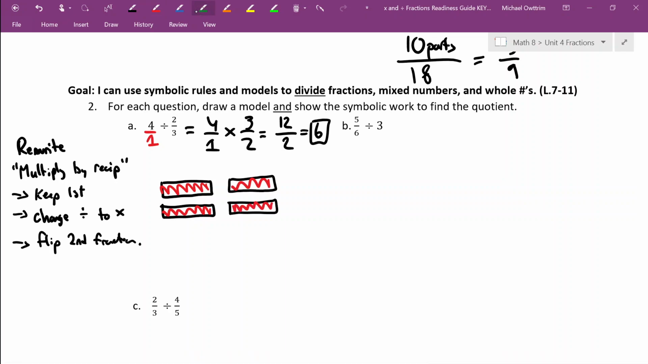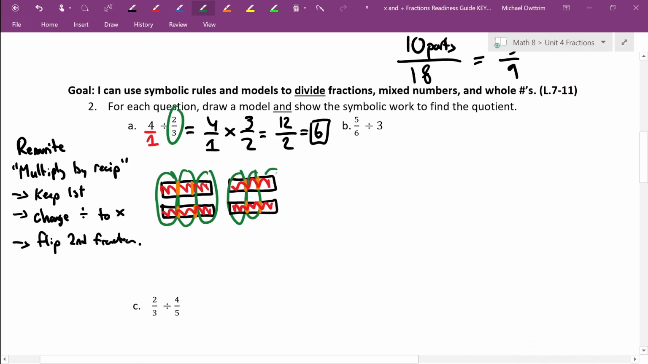And then I need to split that into groups of 2/3 at a time. So I'll make these whole objects into thirds. And anytime I can circle 2 of those sections at a time, that'll be one group. So here's group 1, group 2, group 3, group 4, group 5, group 6. We make 6 groups, and that's why our quotient is 6.